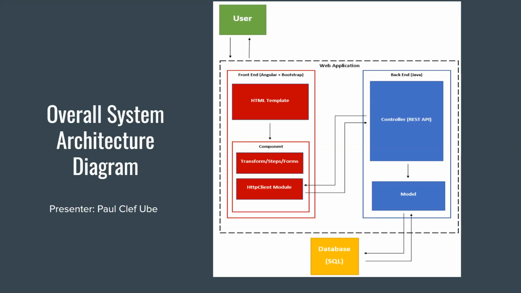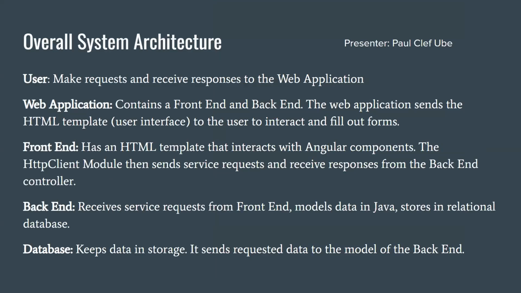So when the user interacts with the buttons, like the next button and the submit, the HTTP client model sends these requests to the backend. And once the backend receives service requests from the front end, it models the data in Java and stores it in a relational database. And then after that, the database keeps data in storage and it sends requested data to the model, the backend. And then the next slide just shows you the text summary of what I just explained. And yeah.